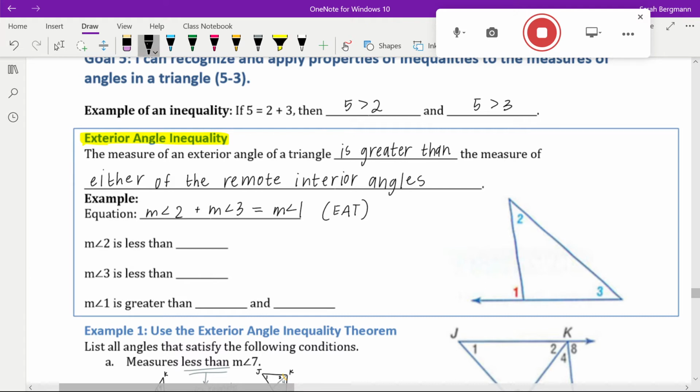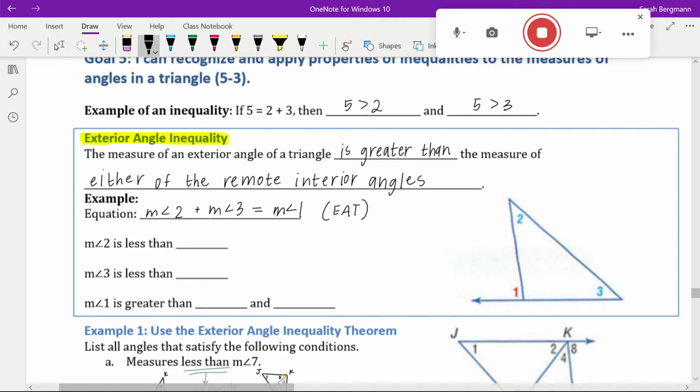It says that the measure of an exterior angle of a triangle has to be greater than the measure of either of the remote interior angles. Remember, we learned in the past that the measure of angle 2 plus the measure of angle 3 adds up to the measure of angle 1. 2 and 3 are the remote interior angles, and angle 1 is the exterior angle.